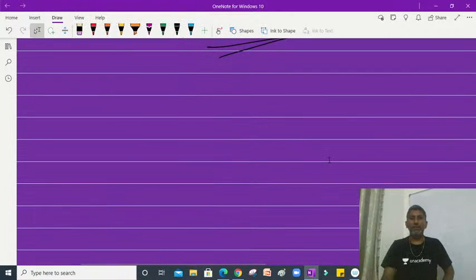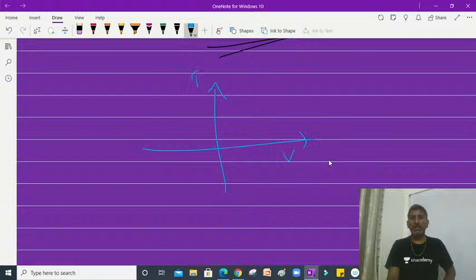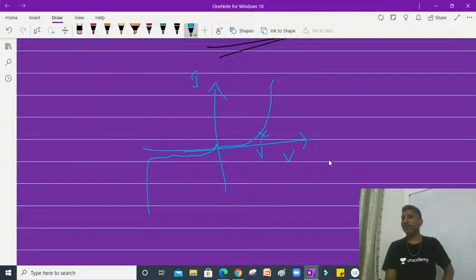Here is a simple diagram with a graph. This is the voltage axis and this is the current axis. The curve goes like this for forward bias, and like this for reverse bias. This voltage is said to be the knee voltage, and this voltage is said to be the avalanche voltage.